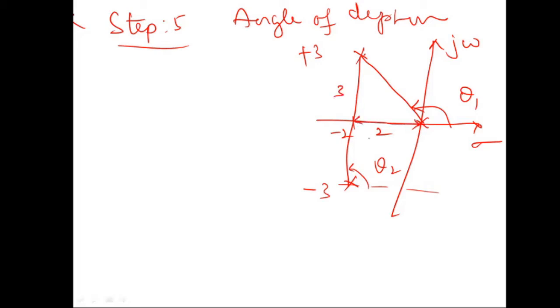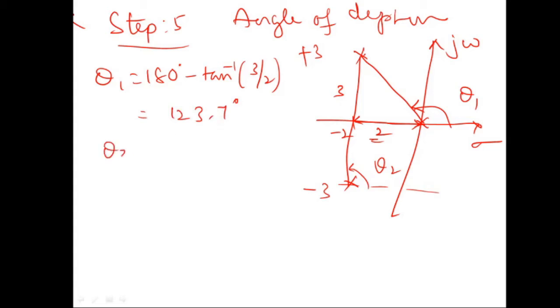This length from here to here is 2, that we know, and this opposite side is 3. So theta 1 can be obtained by 180 degrees minus tan inverse of opposite by adjacent, 3 by 2. If you calculate it, you get around 123.7 degrees. And theta 2 is obvious, it is 90 degrees.